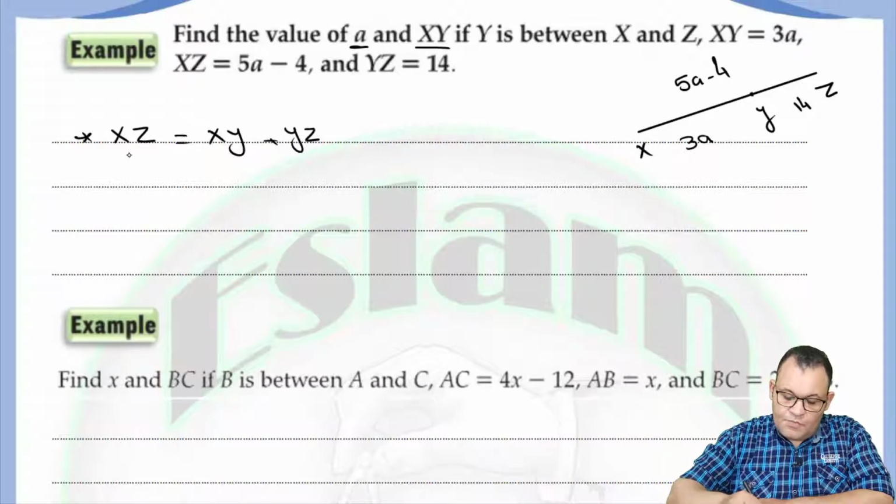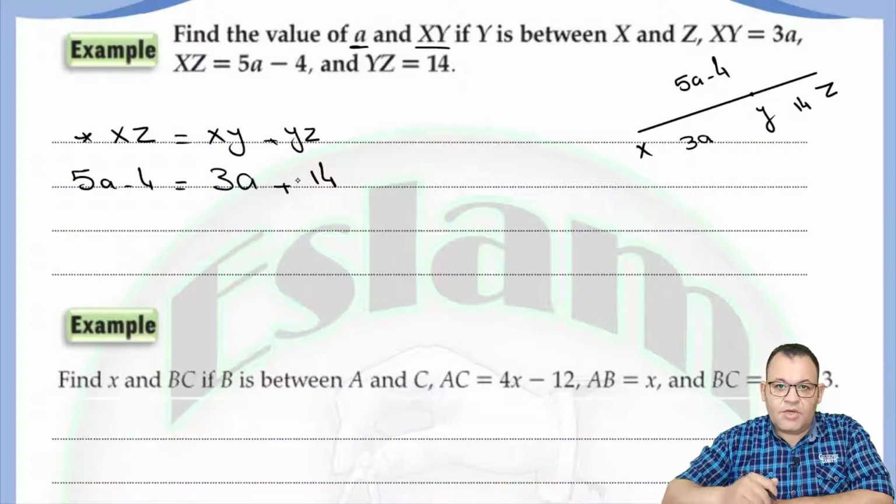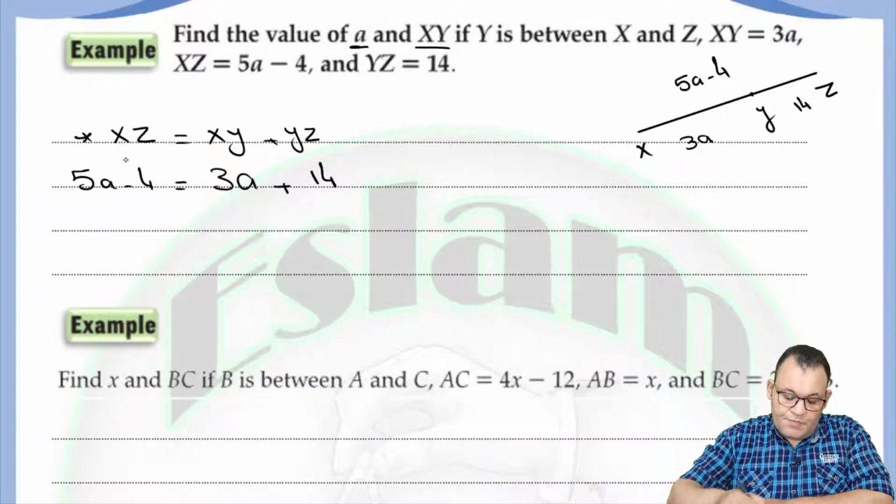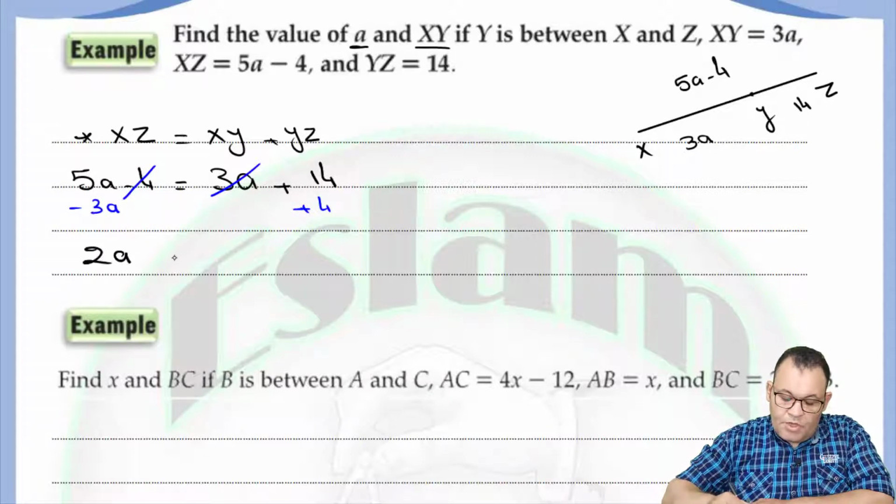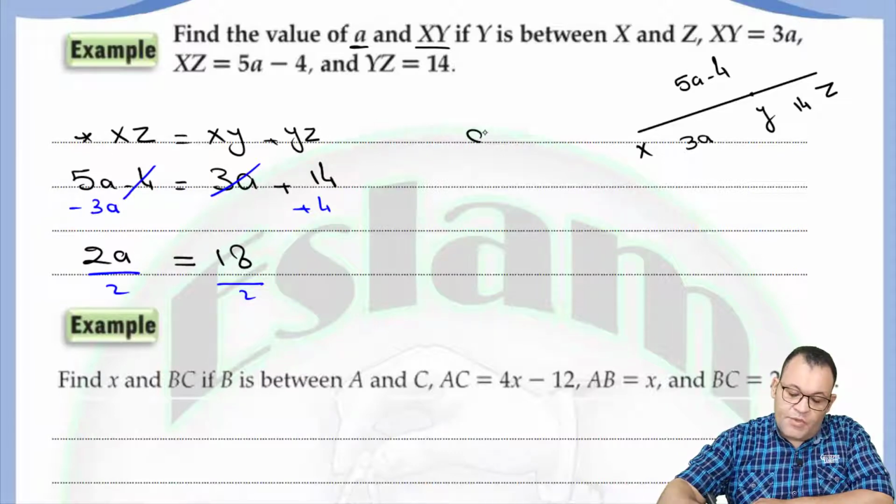Then by using substitution, XZ is 5A minus 4, which equals XY, which is 3A, plus YZ, which is 14. We have A on the left-hand side and A on the right, the number on the left and the number on the right. So we can find the value of A by solving the equation. At first, I will subtract 3A, and because we have negative 4, I will add 4. So now we can solve. 5A minus 3A equals 2A, which equals 14 plus 4 equals 18. Now we can divide by 2. If you divide by 2, you'll find the value of A. A is equal to 9. That is the value of A.